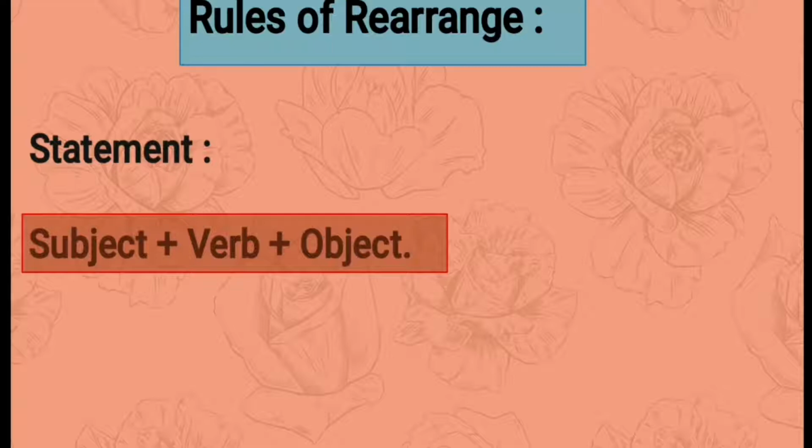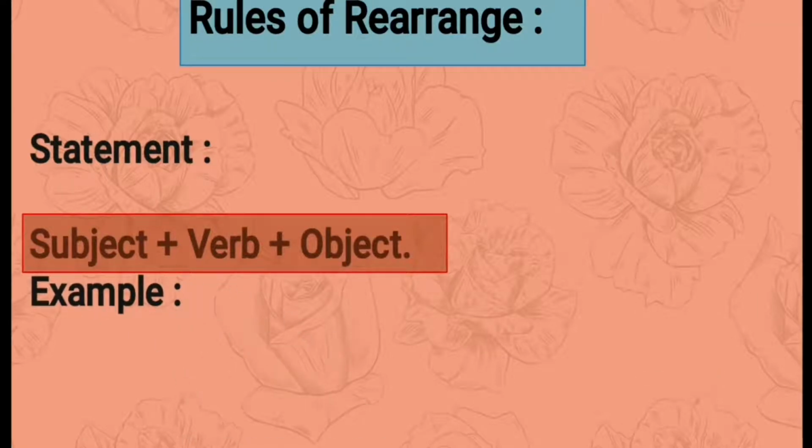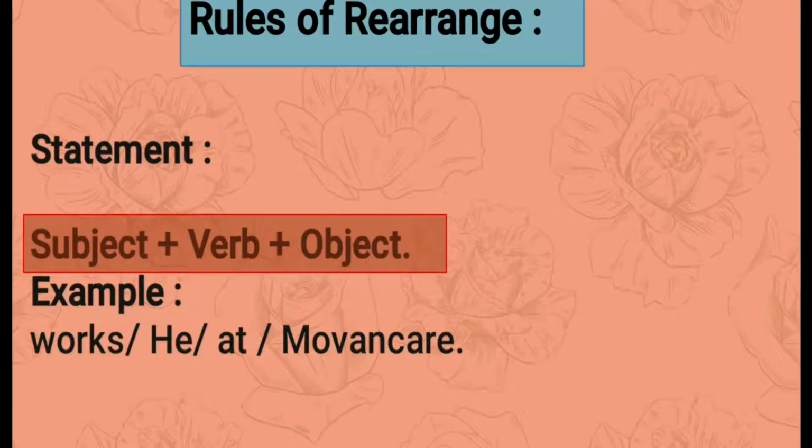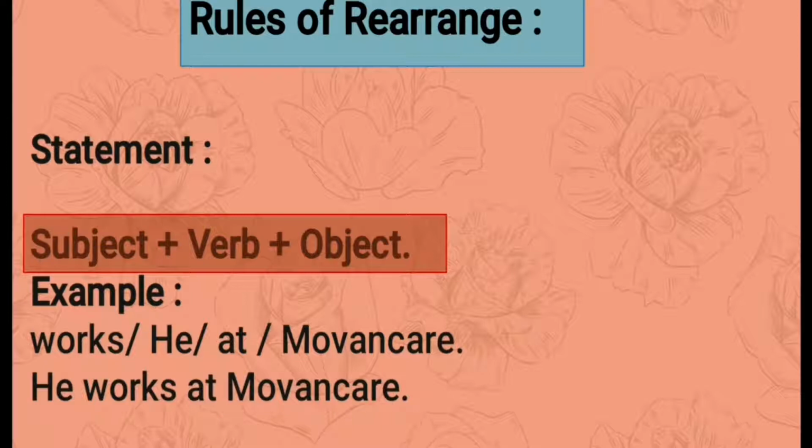In one of my last videos, I showed this example, and I'm using the same example here again: "works he at move and care." You can see that there is a subject in a capital letter, that is "he," and after that you have to find out the verb. What is the verb here? Move and care? No. Works? Yes, works is the verb here. So it will be "He works at Move and Care." Clear to all of you?